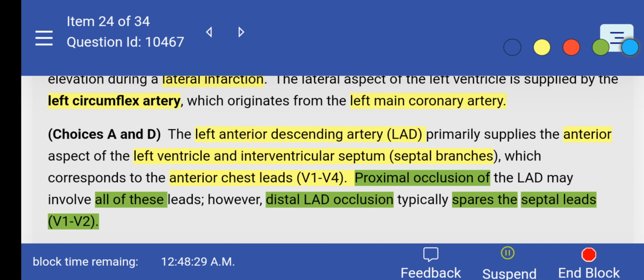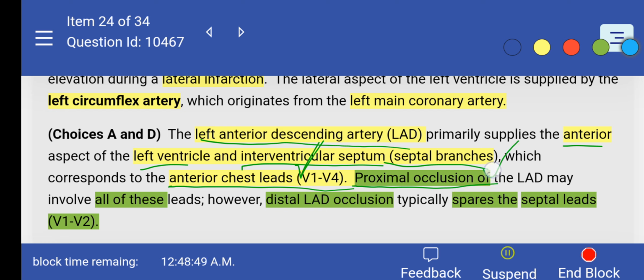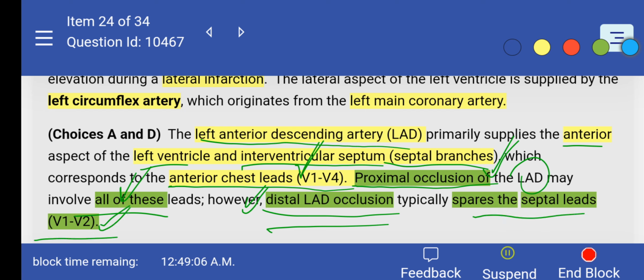The left anterior descending artery, that is LAD, primarily supplies the anterior aspect of the left ventricle and interventricular septum, that is septal branches, which corresponds to the anterior chest leads V1 to V4, right? Now, proximal occlusion. If there is proximal occlusion of LAD, it would involve all of these leads, right? However, if there is only distal LAD occlusion, that would spare the septal leads V1, V2. That would involve only V3 and V4, right?